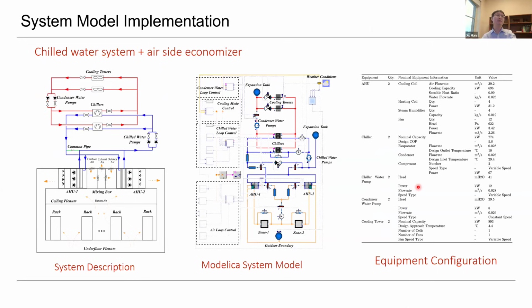And after we implemented all the component models, we can integrate them together to build the system level model. And here, this is the final model we developed. And you can see here is the schematics of the system configuration. These are Modelica models. There are two chillers, right? Two cooling towers and two air handling units. And here's the water pump. And there are two thermal zones. And all of these are controllers, okay? These are controllers: chilled water loop, cooling mode controller, condenser water loop controller, okay? And this is some equipment configuration information.